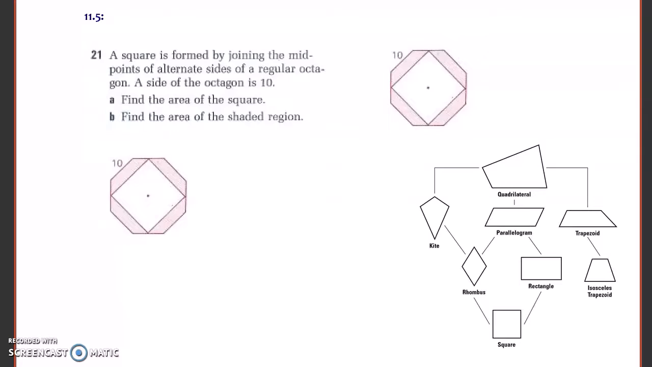So from problem set C in 11.5, you are assigned number 21. A square formed by joining the midpoints of alternate sides of a regular octagon. The side of the octagon is 10. Find the area of the square.